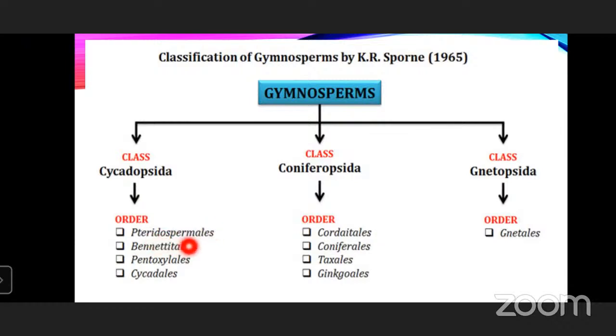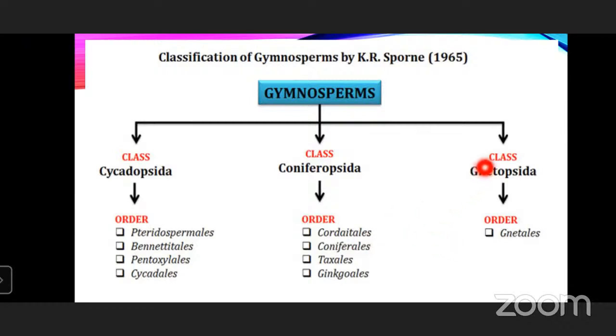Out of 4 orders, in the first 3 orders, all the plants are extinct. Only the order Cycadales consists of living plants. Next, the second class is class Coniferopsida. Class Coniferopsida is divided into 4 orders. They are Cordaitales, Coniferales, Taxales, and Ginkgoales. Out of 4 orders, in Cordaitales as well as Ginkgoales, all the plants are extinct. The living plants are present in the orders Coniferales as well as Taxales.